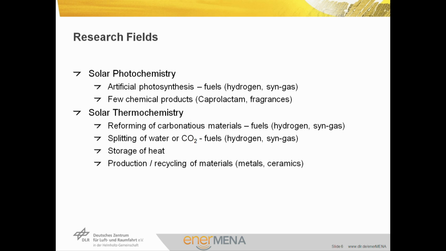The main research fields in solar chemistry are the photochemistry, obviously, which is artificial photosynthesis to generate fuels in the same way like plants do it. Plants produce sugar out of sunlight and CO2. Chemists try to produce hydrogen or synthesis gas out of CO2 and water and sunlight. There are some chemical products like the caprolactam already mentioned, and also some fragrances that are already produced. And there is a small research group in the world that is working in this field.